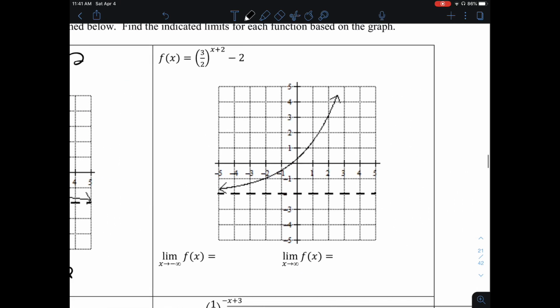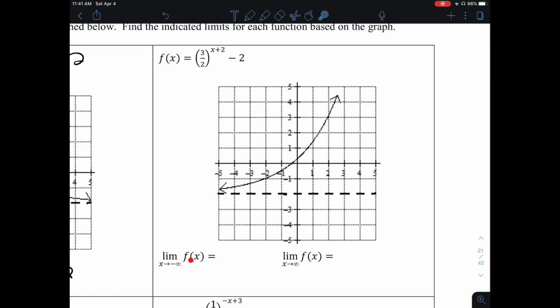Let's look at the one to the right here. This base is bigger than 1. The exponent doesn't have any reflections. There's no vertical reflection out here. So this is the same end behavior as the parent graph. Yes, it moves to the left 2 and it moves down 2. Moving to the left 2 is not that important to us. Moving down 2 is. It tells us where the horizontal asymptote is.